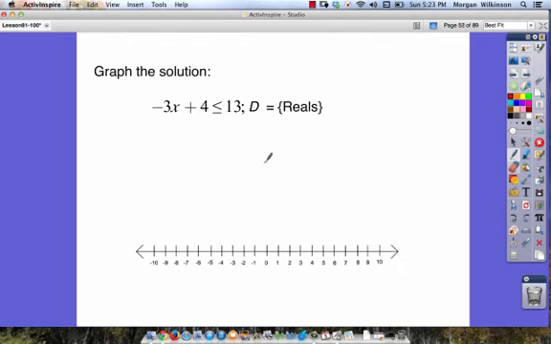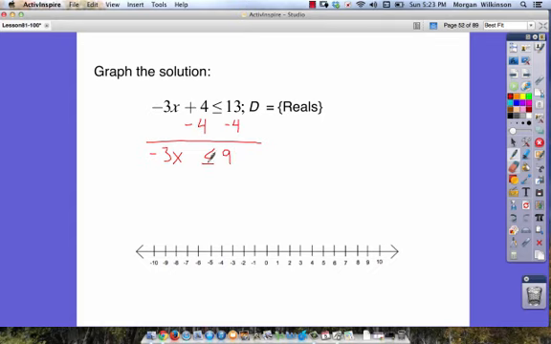Here we want to graph the solution. We have -3x plus 4 is less than or equal to 13. And our domain, again, is all real numbers. So first thing we want to do, let's subtract the 4 because we're solving for x. Subtract 4 on both sides of the inequality, and we're left with -3x is less than or equal to 9.